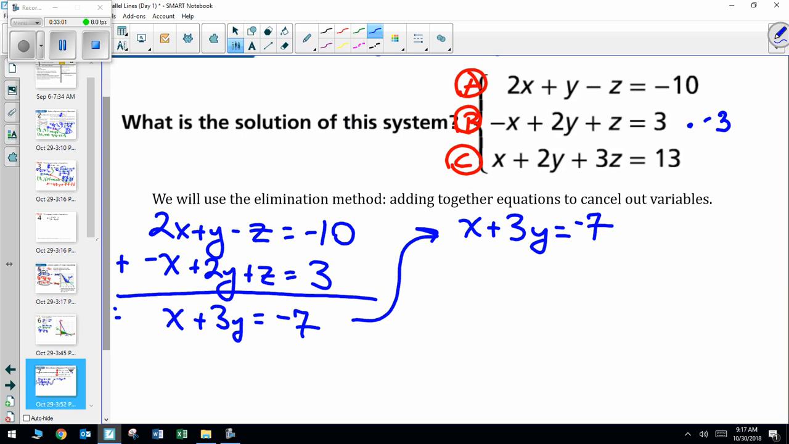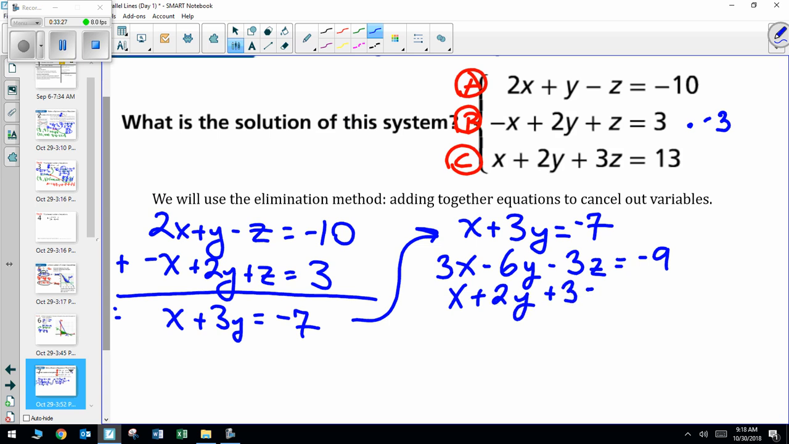And my new equation, negative 3 times negative x, is going to be 3x. Negative 3 times 2y is going to give me negative 6y. Negative 3 times z is negative 3z. And then 3 times negative 3 is negative 9. And then I still have my bottom equation, x plus 2y plus 3z equals 13. Right, so that's my new system.